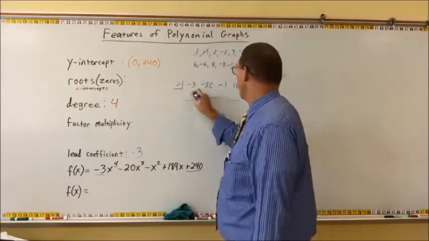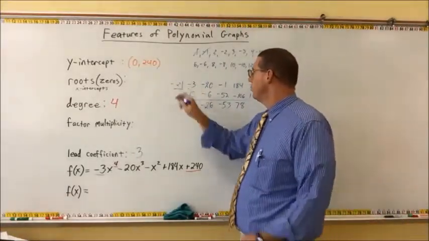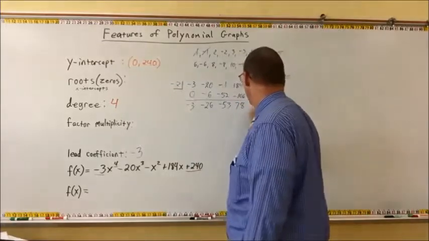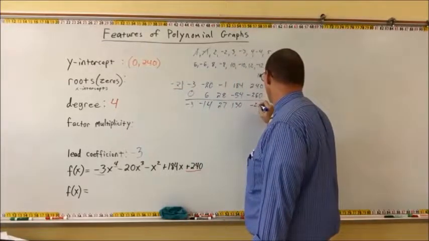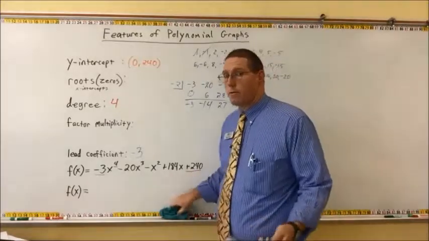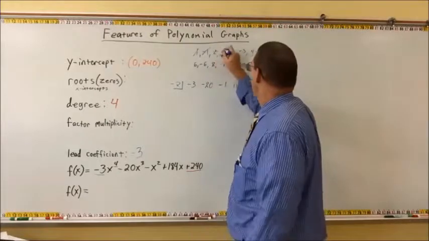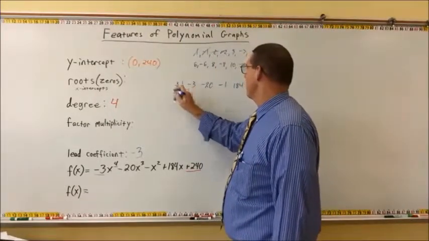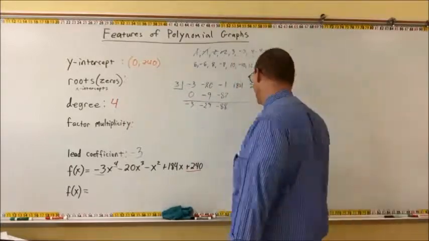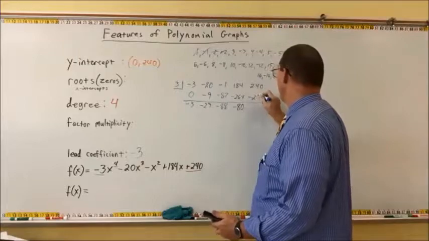+2. Not 0. We're going to move on to -2. And 240 minus 20 is 220, still not 0. So it's not going to be -2. All right, let's knock that one off. Let's try +3. And -80 times 3 is -240.